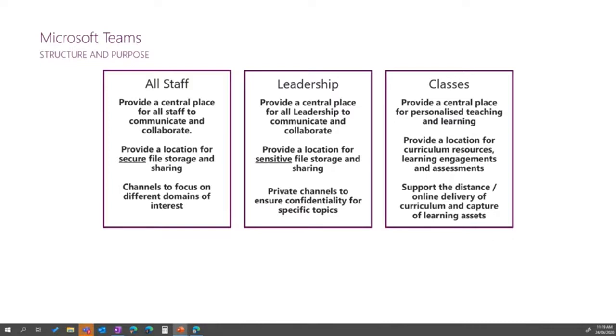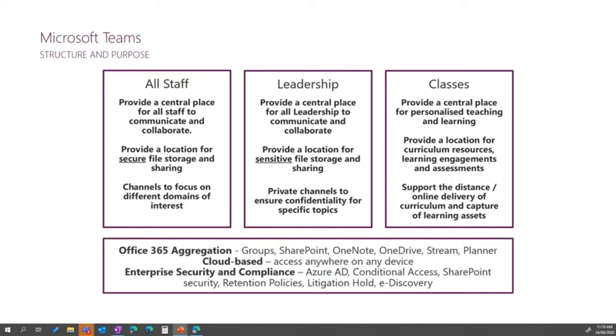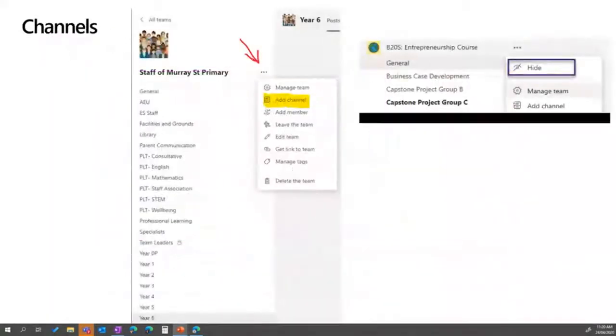Now, the other thing to note, and this is going to get a little bit technical, is that Office 365 aggregation is right across. So our groups, our SharePoint, our OneNote, our OneDrive, Stream and Planner, it's cloud-based, which means it's accessible anywhere on any device. Remembering we don't have to worry about Q Drive, P Drive, L Drive. It's all in the cloud and we can access it from anywhere. And then it does meet all those security and compliance requirements.